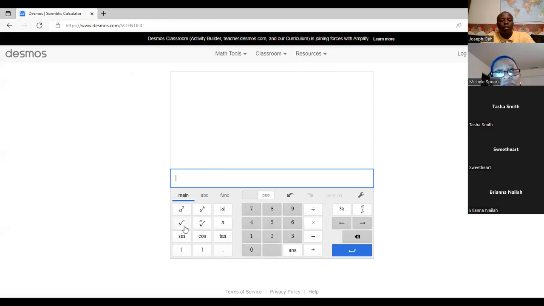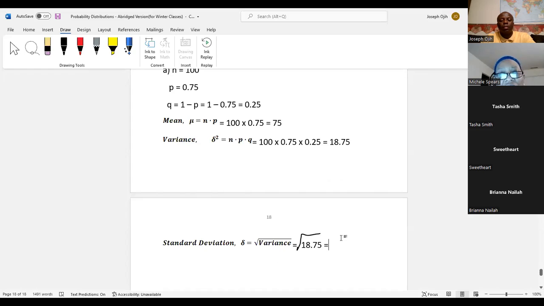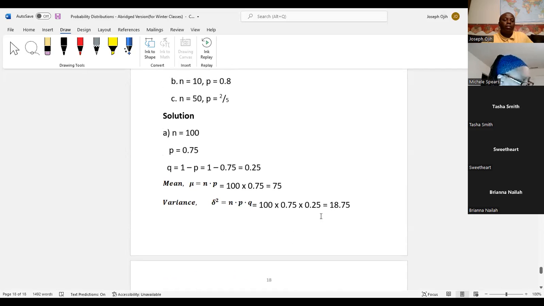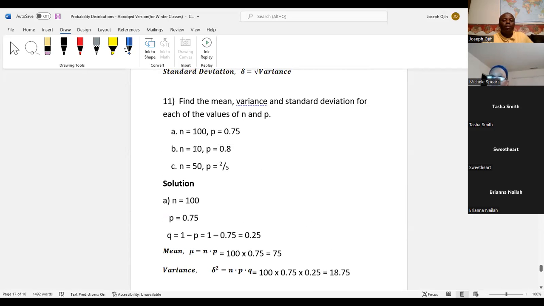The square root of 18.75 is 4.33. So 4.33. That's it. You're finished with that. So you can try part B and C as a practice.